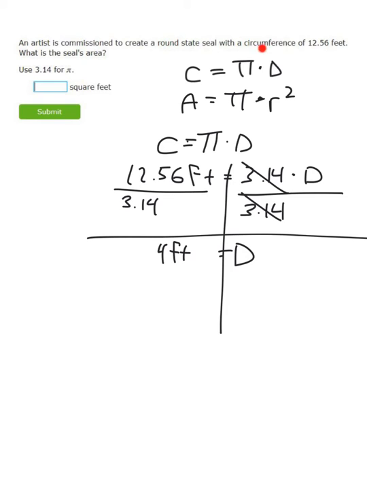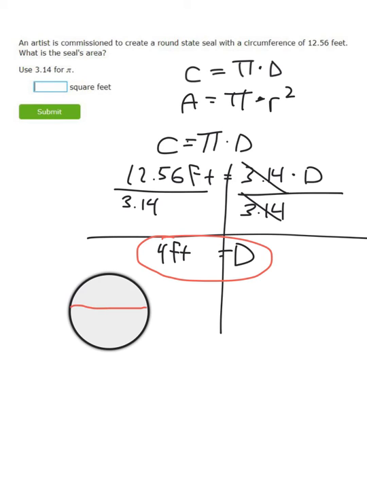So now I have the diameter is 4. I'm trying to figure out the radius. So let me just draw a circle for myself and think about how the diameter and the radius are going to work. So what I just figured out was that the diameter is 4 feet. The diameter is straight across the whole circle. What I would like to figure out is what the radius has to be, keeping in mind that the radius is from the center of the circle to the circle itself, right?